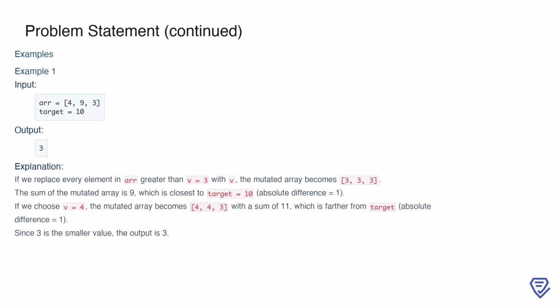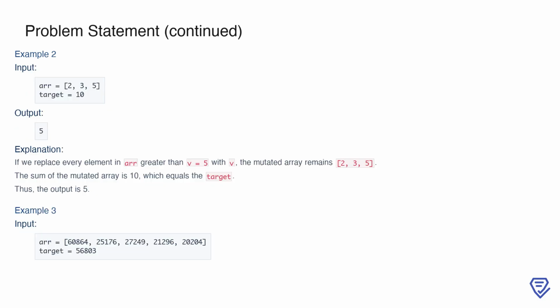This example illustrates how to determine the optimal value of v by examining the resulting mutated array and its sum. Now, consider another example where the input array is 2, 3, 5, and the target is 10. If we choose v equals 5, all elements greater than 5 are replaced with 5, but in this case, no elements are actually changed because all the values are already less than or equal to 5. The mutated array remains 2, 3, 5, and its sum is exactly 10, which matches the target. Since we have achieved the exact target sum, the output in this case is 5. This demonstrates how the problem handles scenarios where the target is met without requiring extensive mutations.